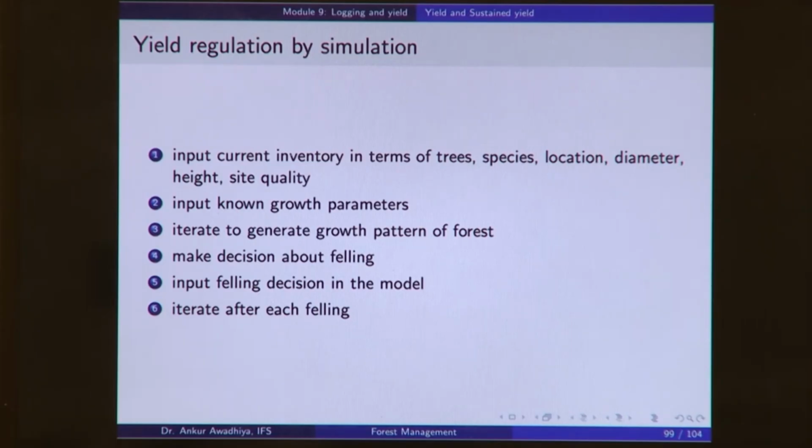Then you make a decision about felling. You can look at any snapshot of the forest and say that these trees are now mature and I am going to remove them in these years. Once these trees get removed, you input this felling decision in the model and iterate again. You ask the computer that these trees are now removed, how will this forest look after 1 year, after 2 years, after 3 years and so on. By doing this, you can estimate which trees need to be felled and what volume you will get out of these fellings.